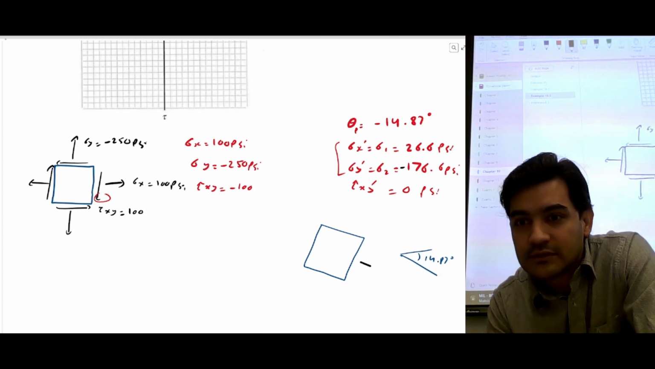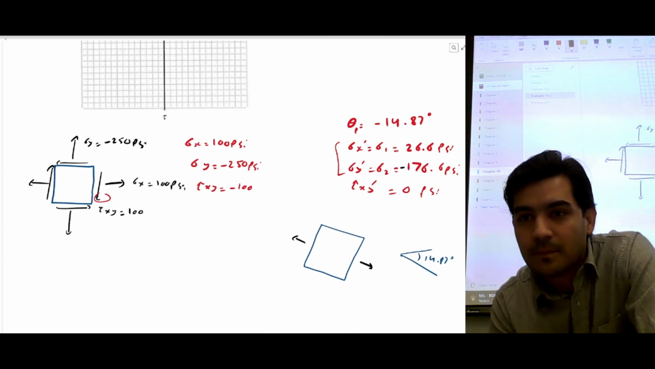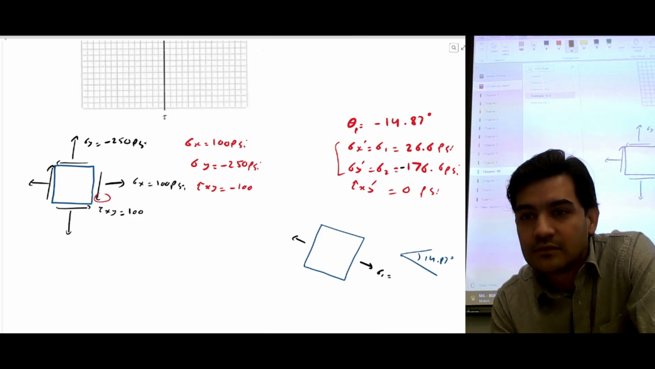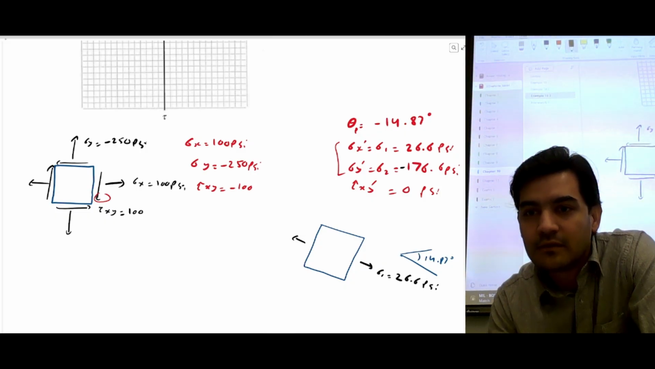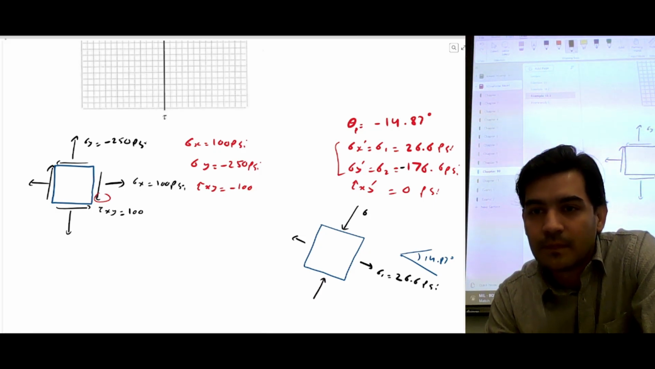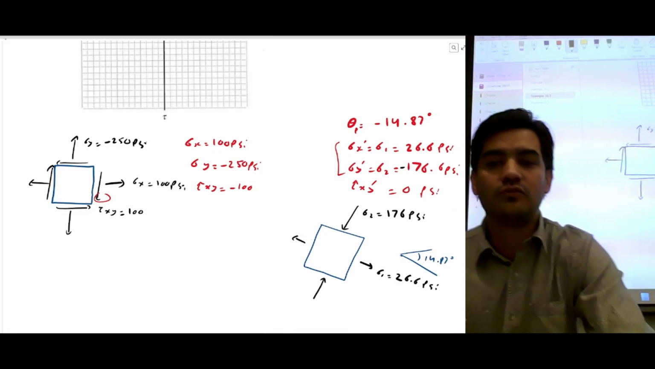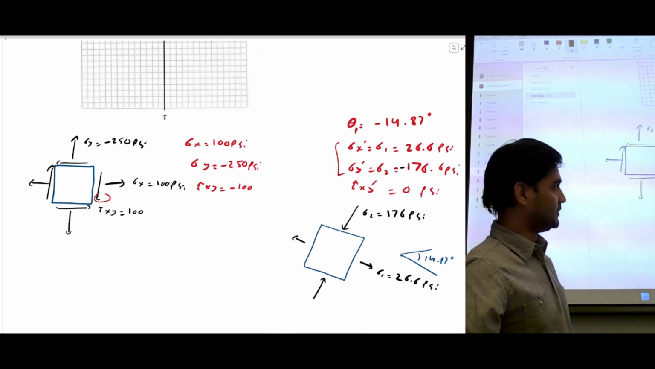So these are stress 1, which is 26.6 psi, and this was a compressive stress, which is stress 2, which is 176 psi, and we had no shear stresses.